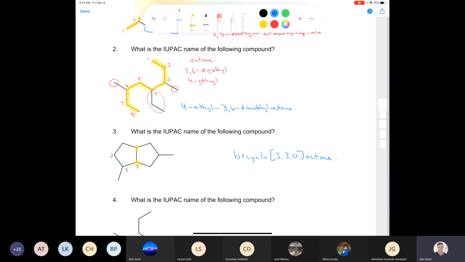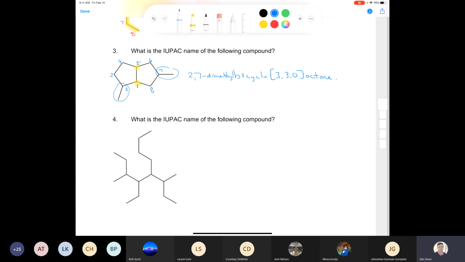2, 3, 4, 5, 6, 7, 8. I always stay on the largest bridge, and then the last bridge, again, has no carbons in it. So I've got it all set up. I've got a methyl group at carbon 7, and I've got a methyl group at carbon 2. So this is 2,7-dimethylbicyclo-3,3,0-octane.